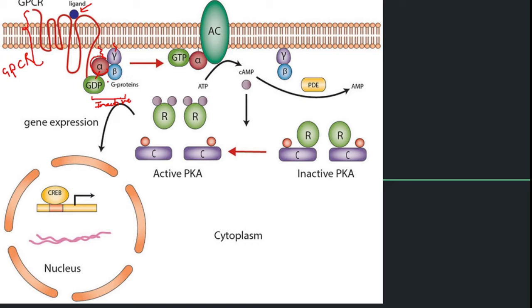Now G alpha is the subunit which is important. It is bound with GDP, but when the ligand binds on the GPCR, the GPCR's conformation gets changed. You can see the loop is getting larger in size so that it can easily interact with the alpha subunit of the G protein. The GPCR gets activated, and after the activation of a GPCR, it leads to the activation of G protein by removing this GDP and binding the G alpha subunit with a GTP.